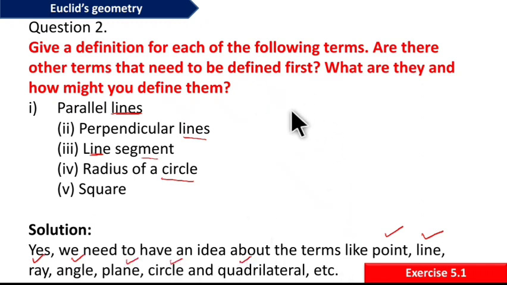So to draw a line, we should know what is a point and what is a line. When you draw perpendicular lines, you should know what is an angle. When you draw a square, you should also know what is a plane. When you draw the radius of a circle, first you should know what is a circle. So before defining these terms, we should know their definitions.